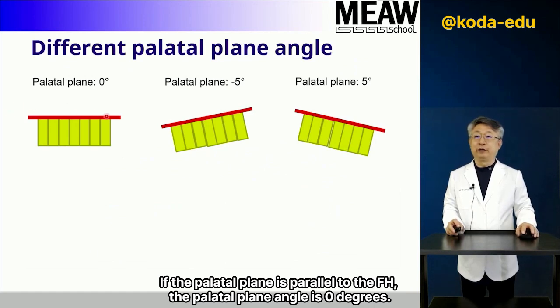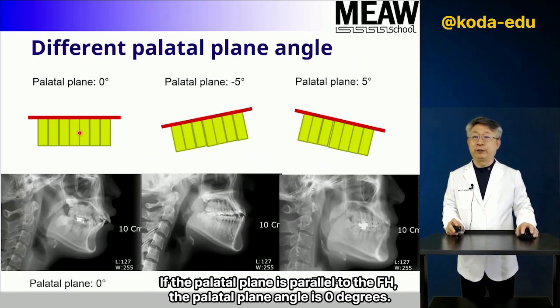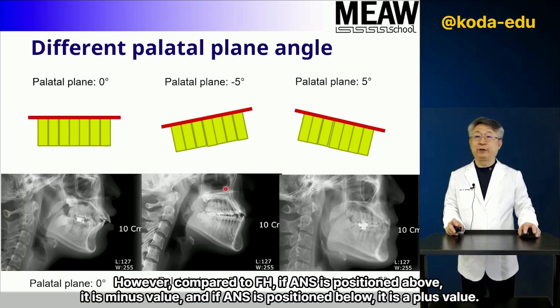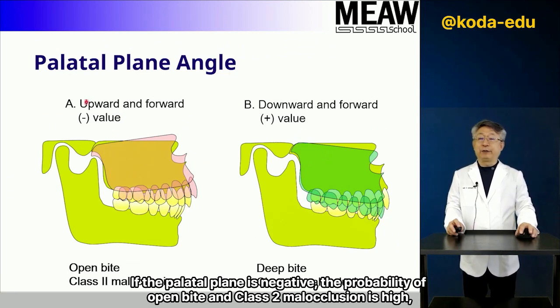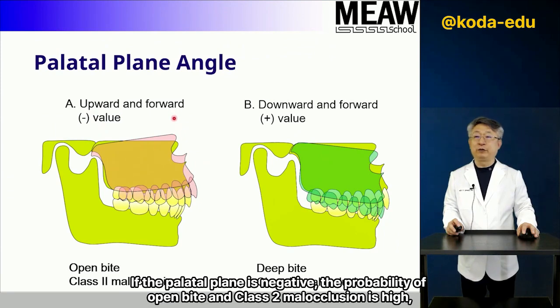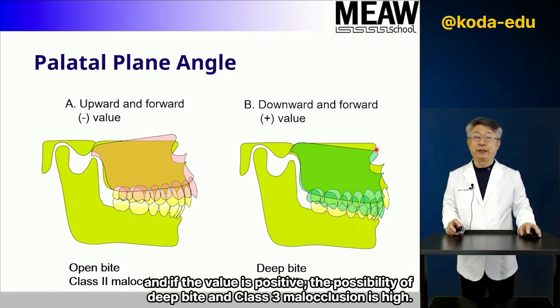If the palatal plane is parallel to the FH, the palatal plane angle is 0 degrees. However, compared to FH, if A and S is positioned above, it is a minus value, and if A and S is positioned below, it is a plus value. If the palatal plane angle is negative, the probability of open bite and class 2 malocclusion is high. And if the value is positive, the possibility of deep bite and class 3 malocclusion is high.